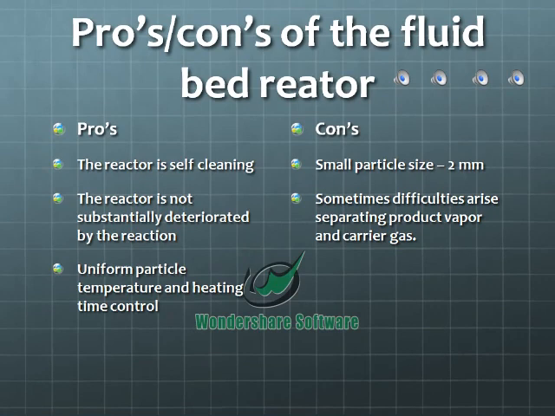Some of the benefits of the bubbling fluid bed reactor are as follows. It is self-cleaning. The reactor is not substantially deteriorated by the reaction, and there is complete control over particle heating. Some of the downsides include small particle size of less than 2 millimeters, and some difficulties that arise in separating the product vapor and carrier gas.